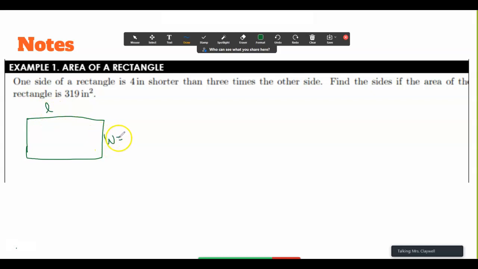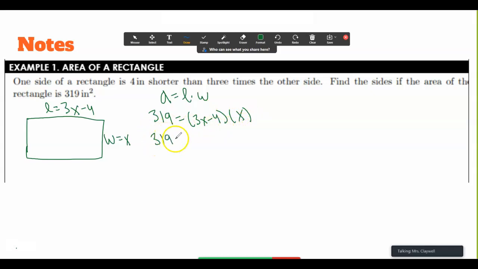So we can at least identify our length and our width. One side of the rectangle is 4 inches shorter than three times the other side. So we're going to make one side x and the other side is 4 inches less than three times, so we're going to have 3x minus 4. This is all referring to area. Area equals length times width. I know my area is 319 inches. I know my length is 3x minus 4. I know my width is x.